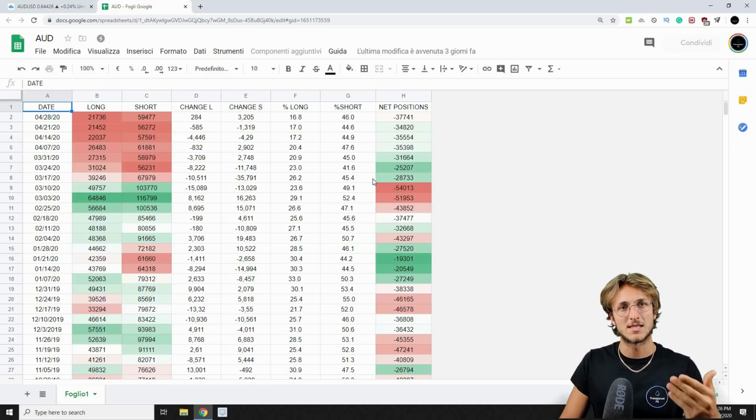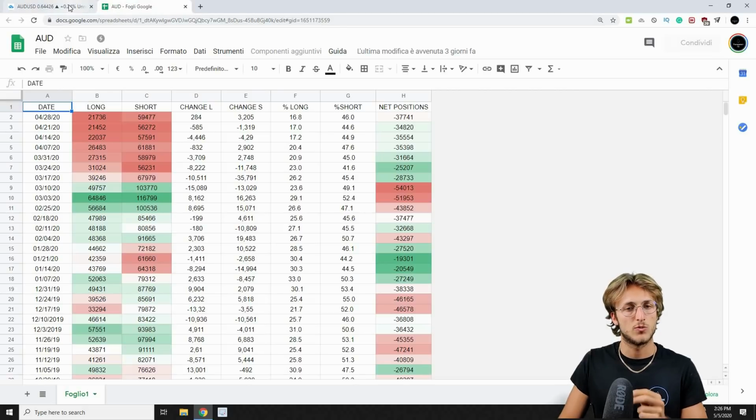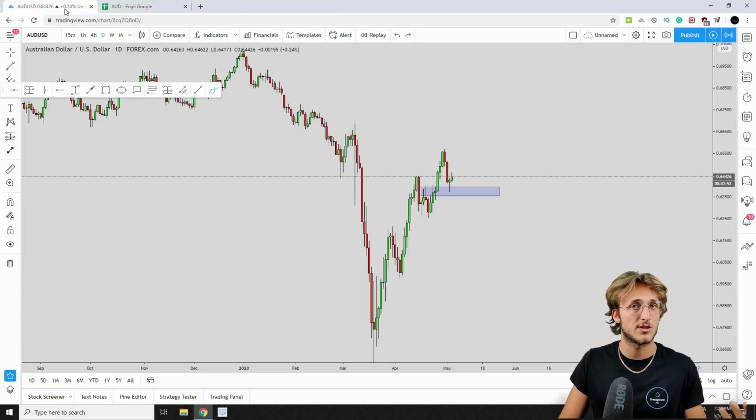So if a massive amount of shorts get added during a move to the upside, what do you expect? You expect the market to break lower, but as usual, we already know this. Trading is not predictive. Trading is reactive. So just because we want to see the market go lower, because we can also see a clear decrease in the net positions, from minus 25k all the way down to minus 37k, that is not enough to just say, okay, the market will melt to the downside.